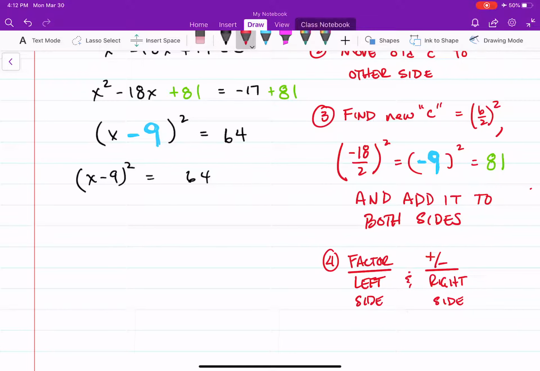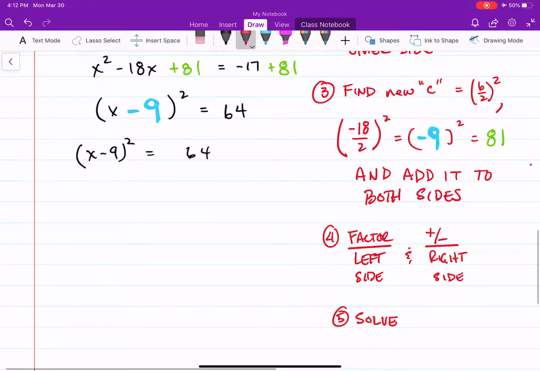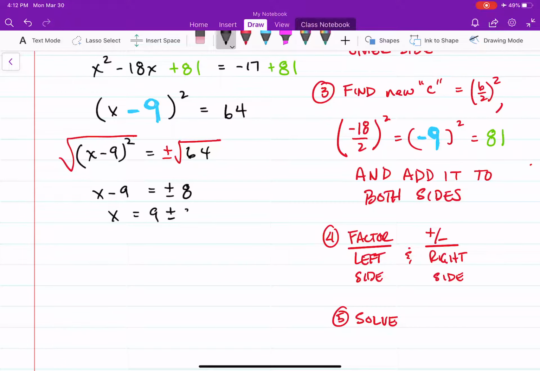So the last step, step 5, is to solve. So to solve this, I need to get rid of that square, and solving means I gotta get x by itself. So I'm going to take the square root of both sides. Don't forget the plus and minus. So when I take the square root of both sides, the square root and the square are opposite. So I have x minus 9 left equals plus or minus 8. So I gotta get x by itself still. So I gotta add 9 over. So I got x equals 9 plus or minus 8.